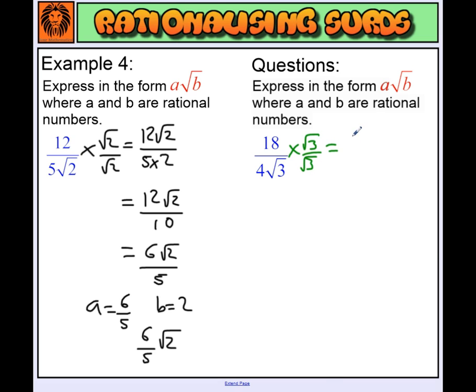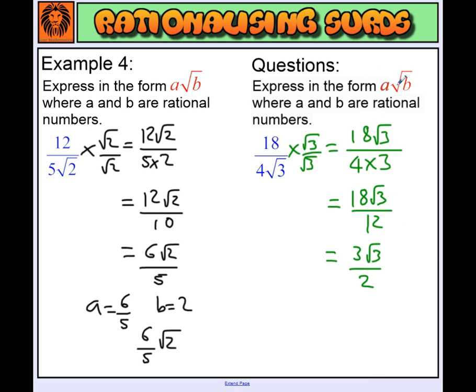Now this gives us 18 root 3 over 4 times 3, as root 3 times root 3 is 3. Now we can simplify this to 18 root 3 over 12. By taking out a factor of 6, this simplifies to 3 root 3 divided by 2. And to make sure it's in the form a root b, we can say that this is 3 over 2, which is our a, root 3, where b is 3.